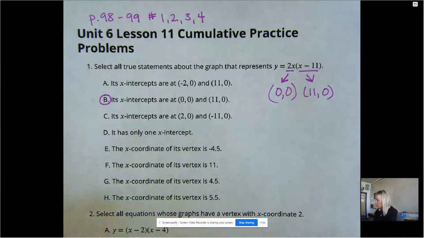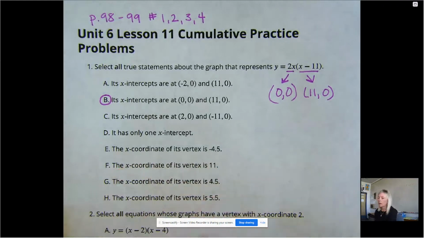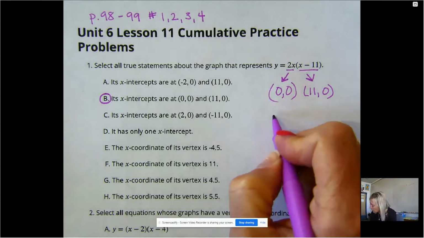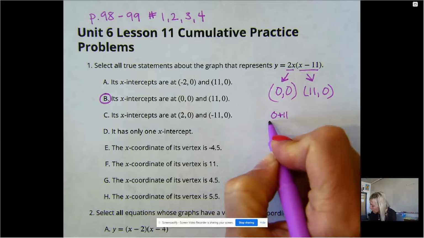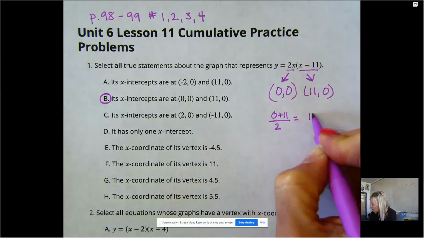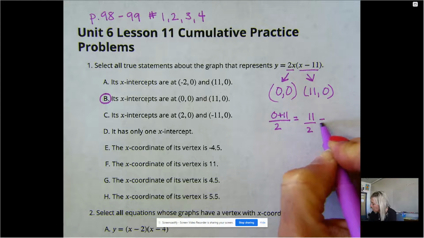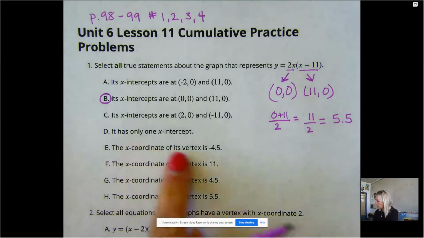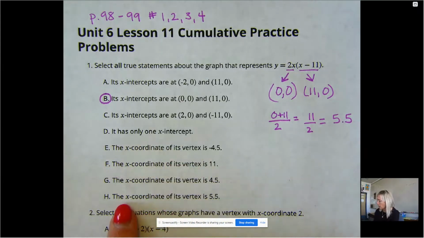And then the other question is about the x-coordinate of the vertex. So the x-coordinate of the vertex is going to be that x value that's right in the very middle of the two x-intercepts. So to find that, you can just add them together and divide by 2. So 0 plus 11 is 11, and 11 divided by 2 is 5.5. So that means answer choice H. The x-coordinate of its vertex is 5.5.